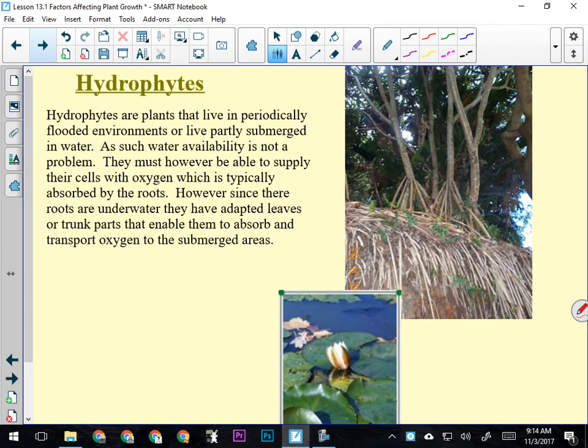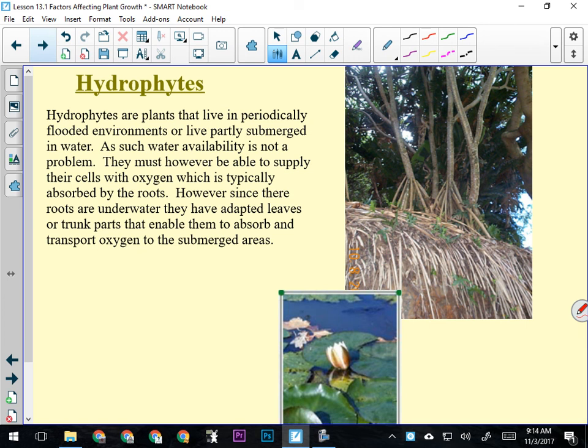Different types of plants adapt to different types of situations. There are things called hydrophytes, and hydrophytes are plants that can tolerate large amounts of water, essentially can tolerate being flooded for long periods of time. So in the tropical rainforest, they adapt to that by having essentially different kinds of roots.